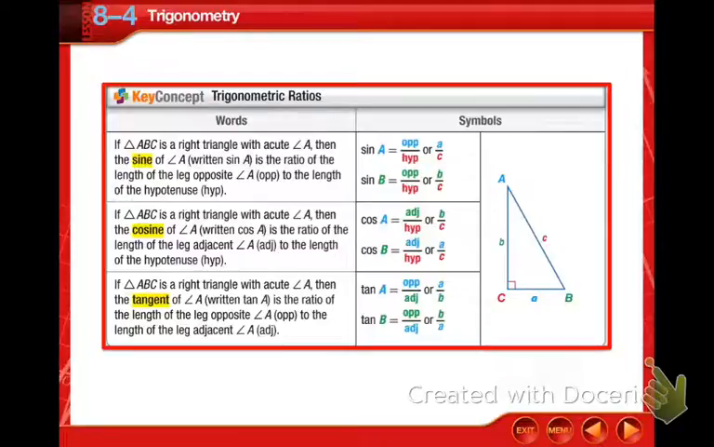If triangle ABC is a right triangle with acute angle A, then the tangent of angle A, written tan A, is the ratio of the length of the leg opposite of angle A to the length of the leg adjacent to angle A. So tangent is equal to opposite over adjacent. So we see our ratios all written there as symbols and our triangle given to us as an image. Now, the main idea here is all these formulas, the symbols. So I'm going to put a whiteboard up and show you what you really need to get out of this.